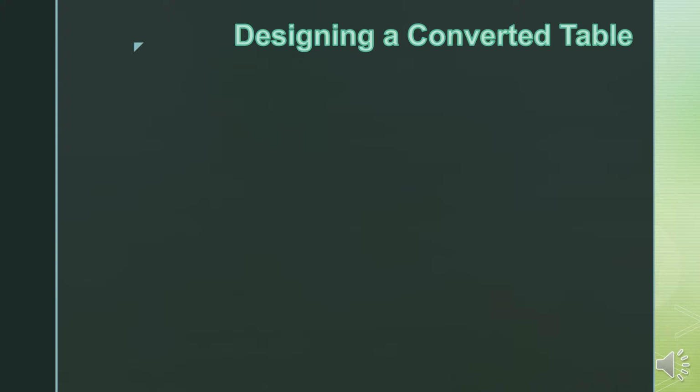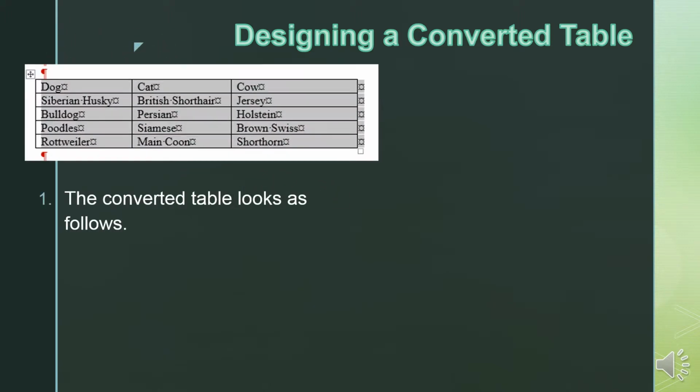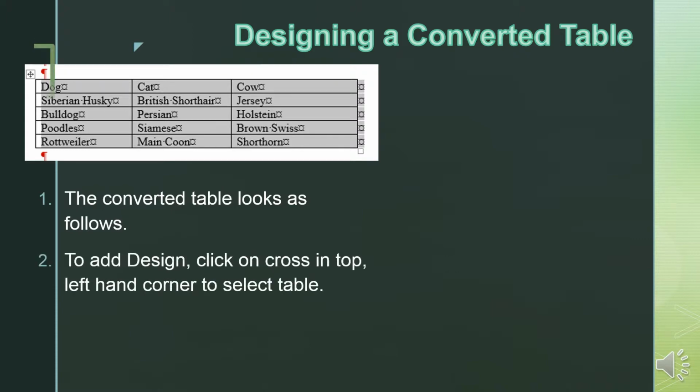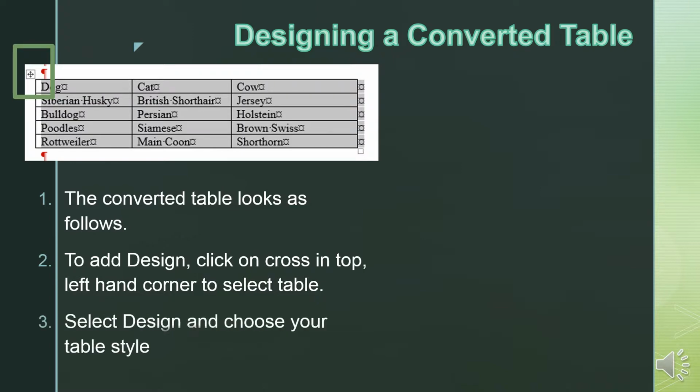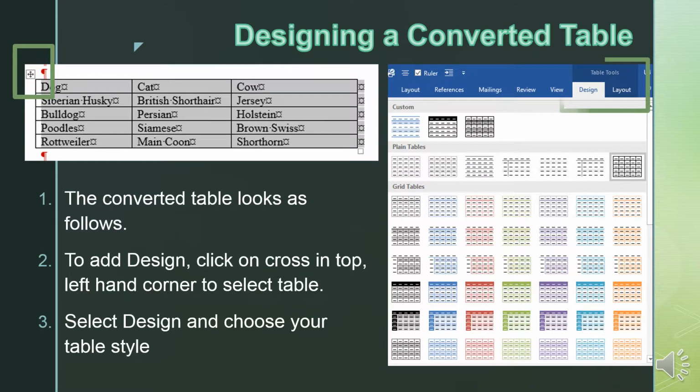Designing a converted table. The converted table looks as follows. To add design, click on the cross in the top left-hand corner to select the table. Select Table Tool Designs and choose your table style.